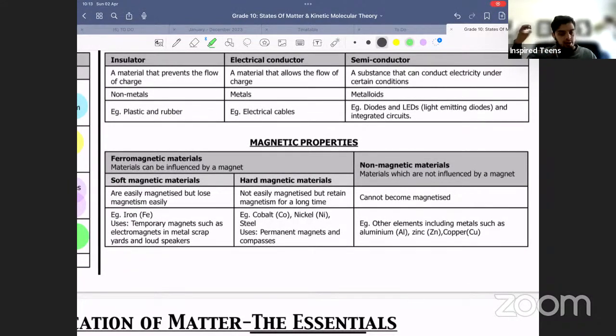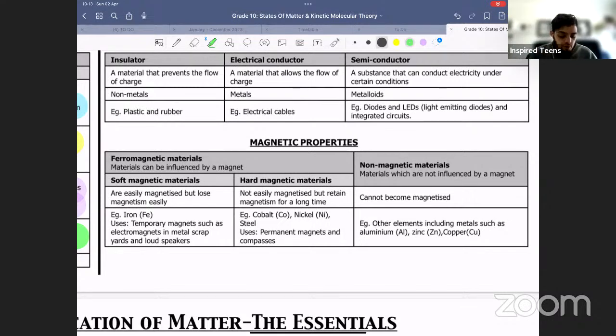So these are all important theoretical aspects that you need to know for this section, right? Ferromagnetic materials can be influenced by a magnet. Okay, so ferromagnetic materials are materials that can be influenced by a magnet. So they're not magnets, but they can be influenced by a magnet.